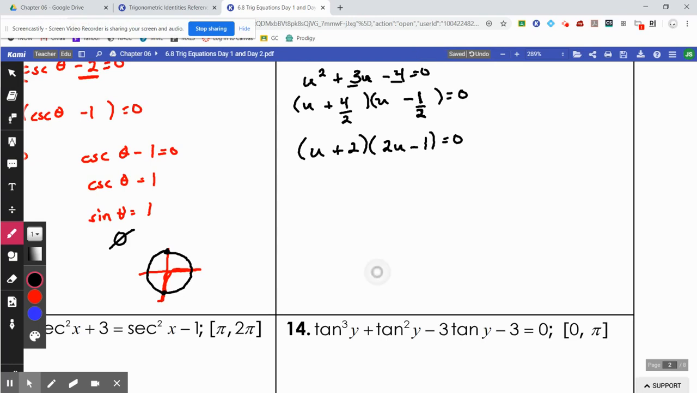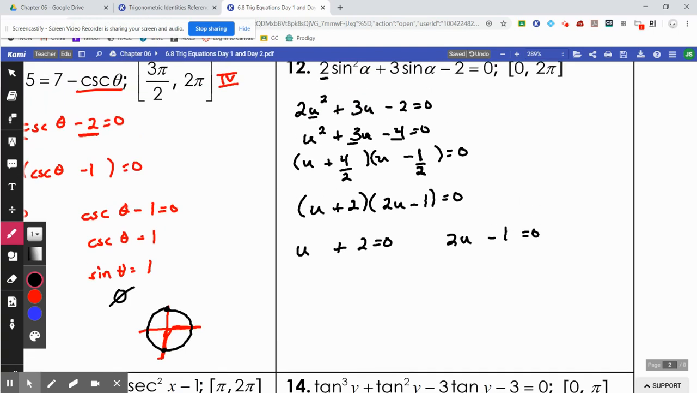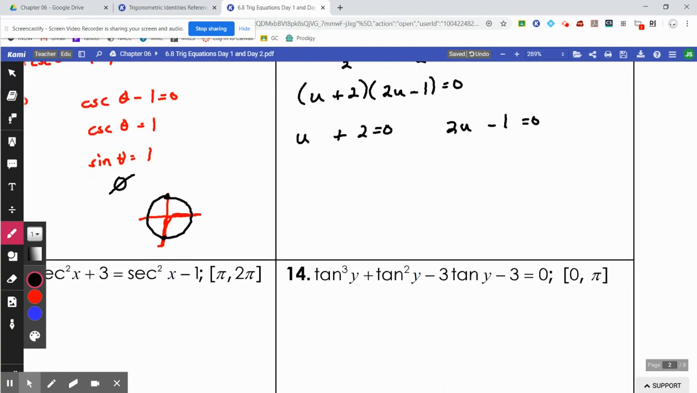Now set each factor equal to 0. So you have u plus 2 is equal to 0, or 2u minus 1 is equal to 0. Now go back. What is u? U is sine of alpha. So you could actually take out these u's and replace them back with the sine of alpha. So there we go.